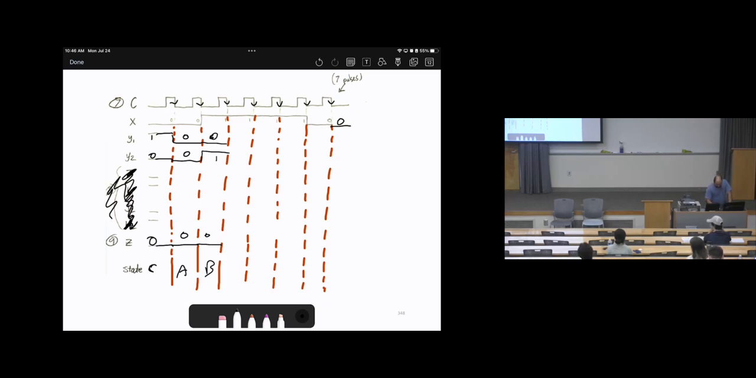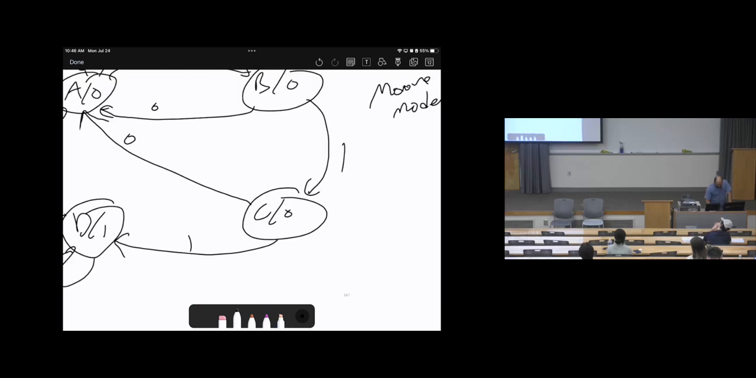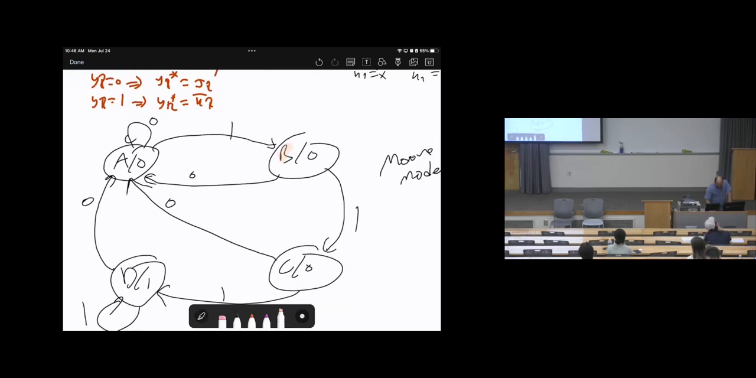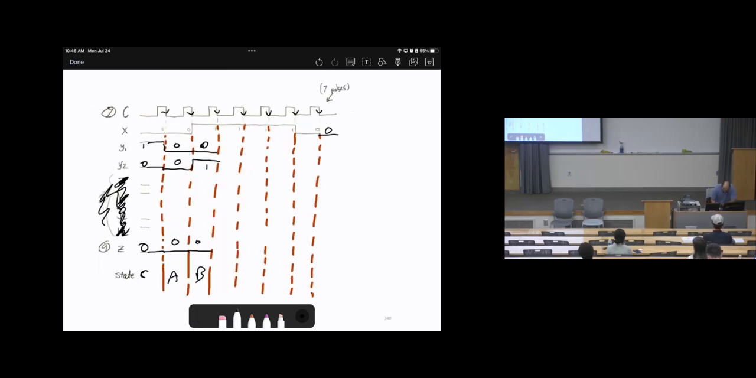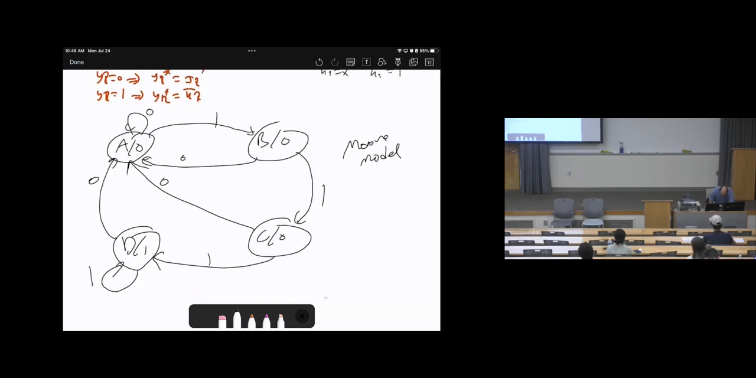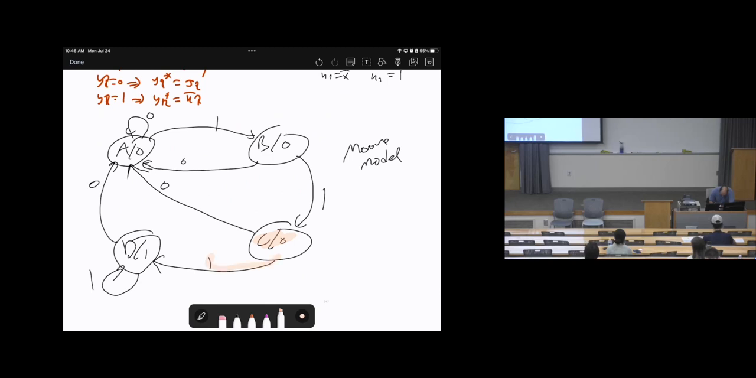Then we are at state B, the input is 1. B, input is 1, we will go to C. And the output will be 0. Right? So we will go to C and the output is 0. So I'm going to draw it here, which will go to 1, 0, because in state C the output will remain 0. Now we are at C, the input is 1, so it will go to D, and the output is 1. Whenever I'm at state D, the output is 1.